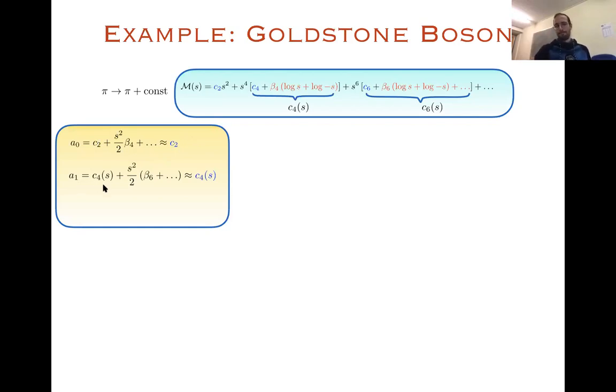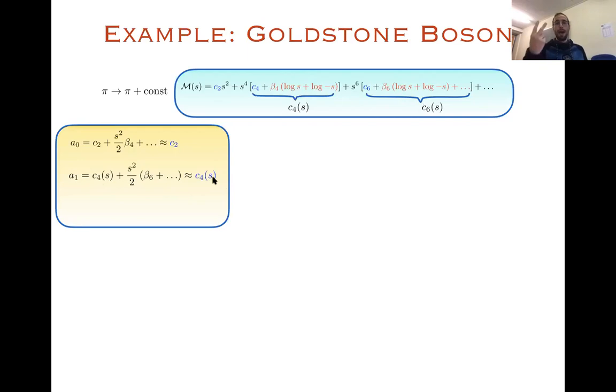A1 is now C4(s), so it's the running version of C4. It's C4 created by the log running, plus, again, a correction coming from beta 6, which is, however, C4 times C2 over 16 pi squared. So it's never going to be important relative to C4, again, unless you leave perturbation theory. So it means that A1 is C4, except it's running C4. It's what you would have expected.